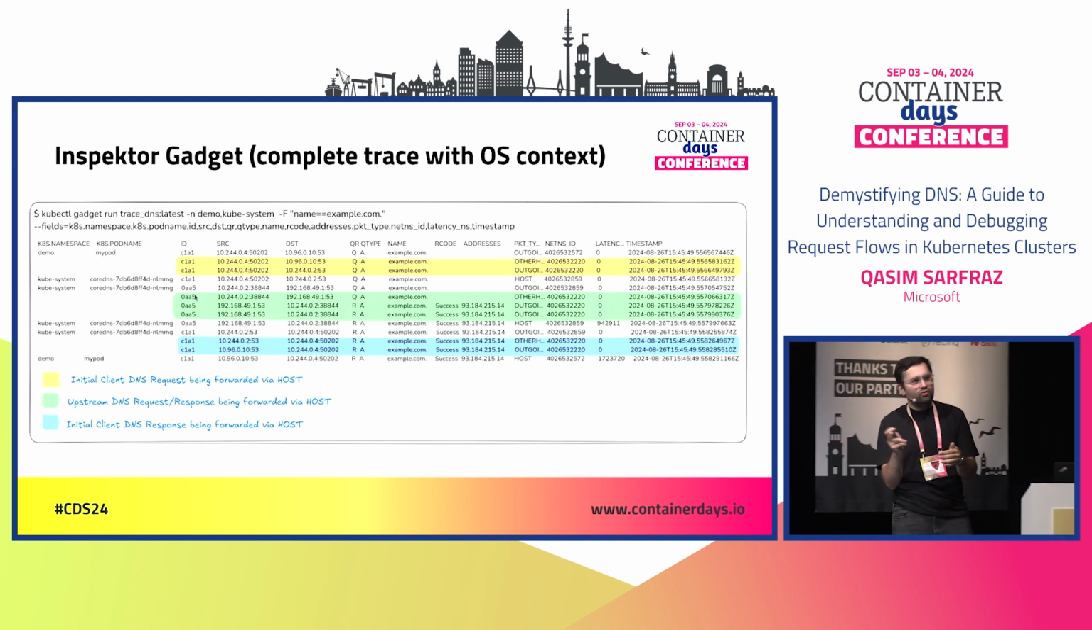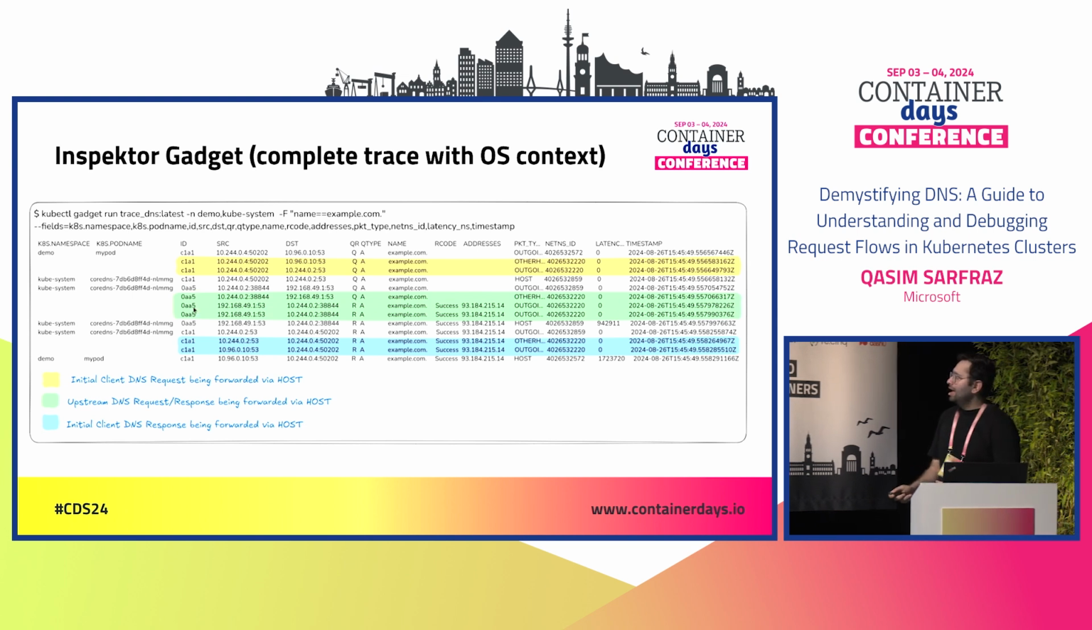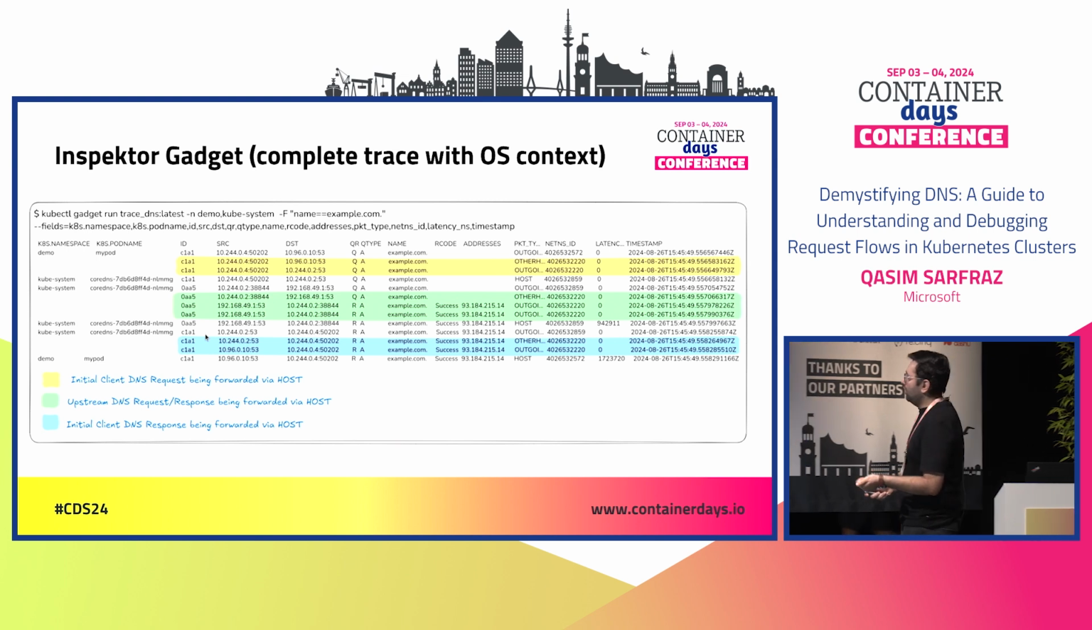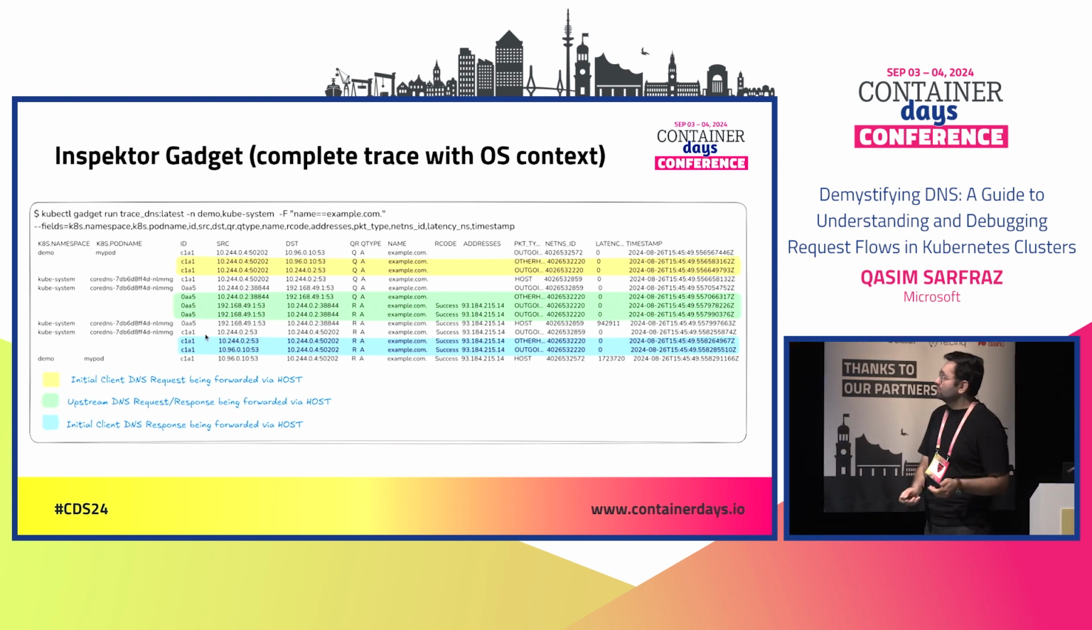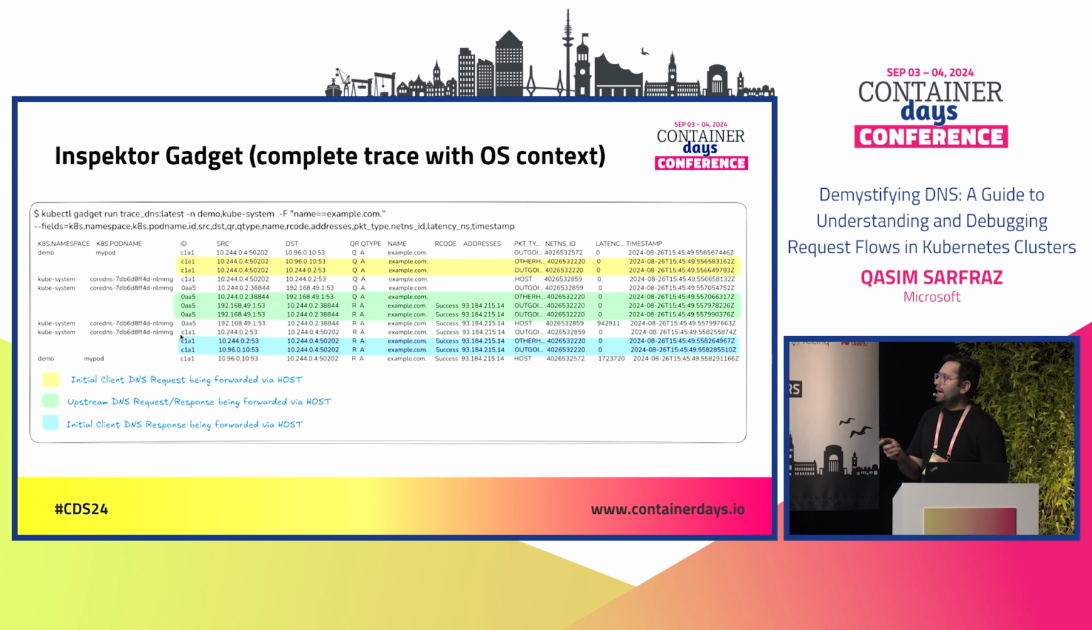That again needs to be forwarded via the host back to the CoreDNS pod. And at the CoreDNS pod, again, it needs to then send it back to the original mypod, which initially made the request. You can see that this is actually the same ID as this one. So the last highlighted text is actually the initial client DNS response being forwarded via the host.